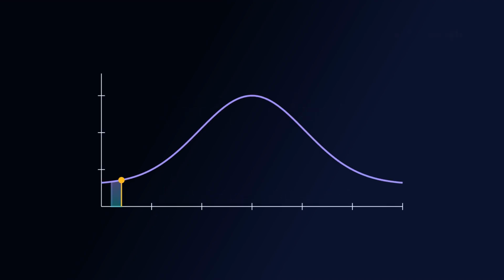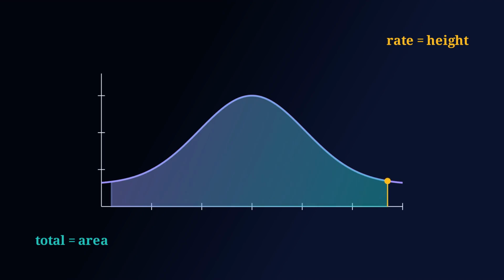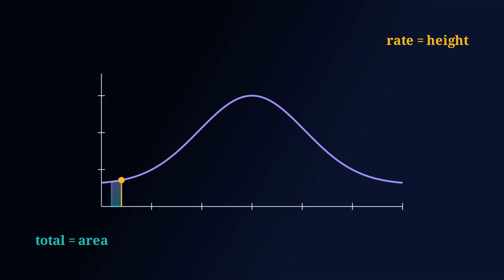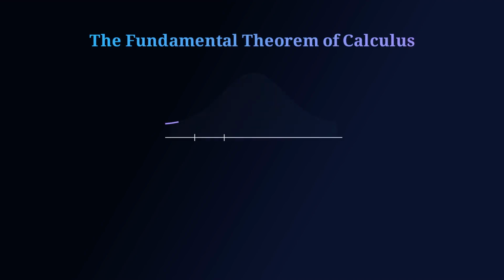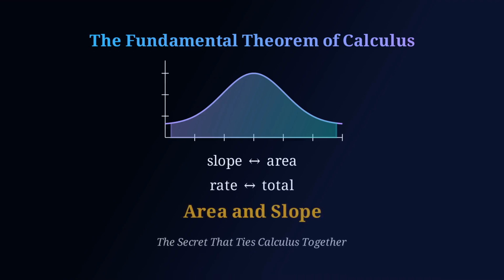The next time you see the swoop of a curve, try to hold both readings at once. Its height is telling you a rate, how fast something is changing right now, and the area it sweeps out is telling you a total, how much has accumulated so far. Rate and total, slope and area, are just two languages describing the same motion. The fundamental theorem of calculus is the dictionary that translates between them. Once you own that dictionary, the whole subject opens up.